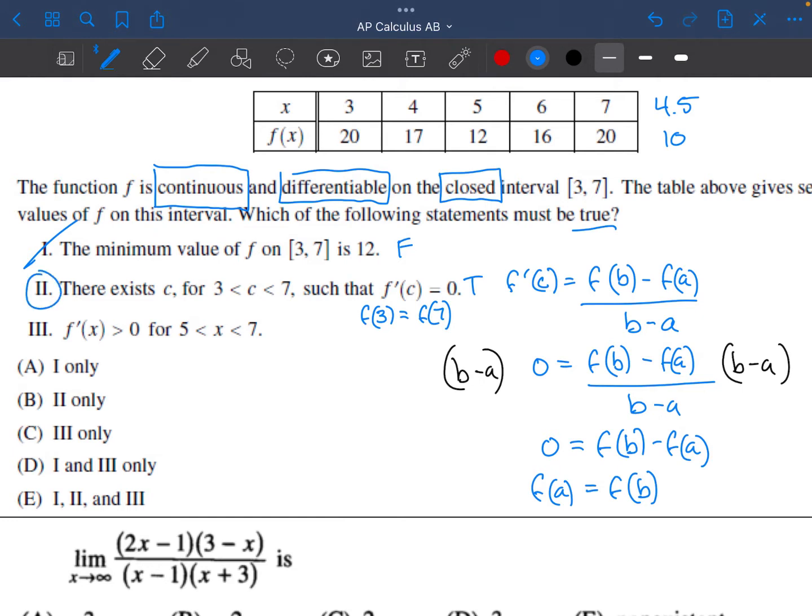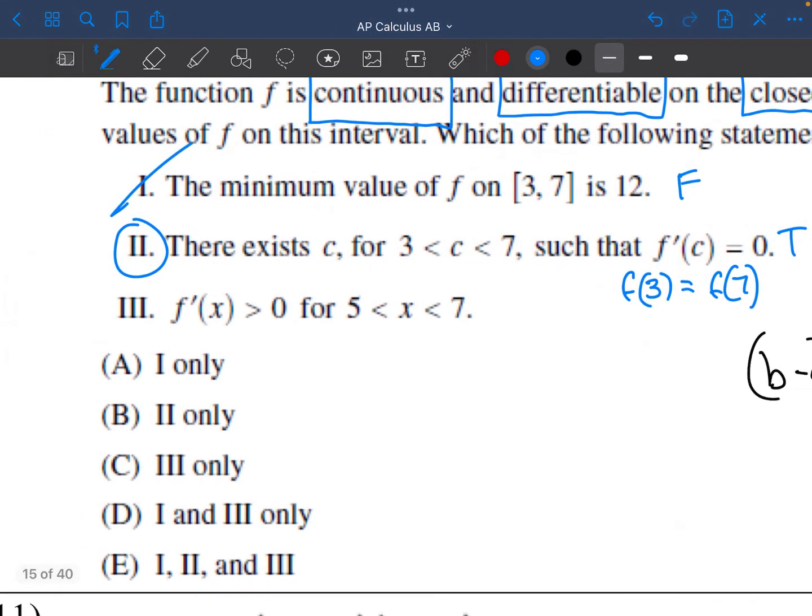And for number 3, f prime of x. You have to be careful here. You might think that f prime of c and f prime of x are saying the same thing, and clearly one is a c and one is an x, but there is a slight distinction. C just means some point, one point in between 3 and 7. But f prime of x means all points. This is saying all slopes. I should probably write that down because it's important. This is saying all slopes are greater than 0, and that's saying between 5 and 7.